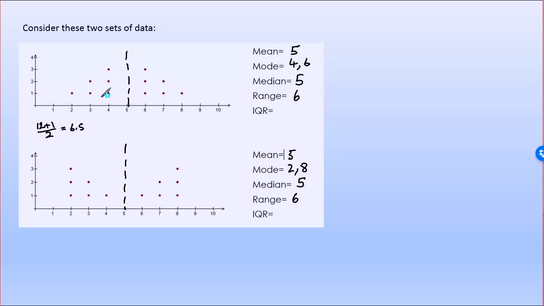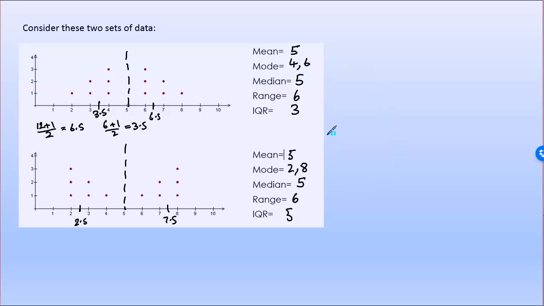And so 6 pieces of data, 6 plus 1 divided by 2 is 3.5. So 1, 2, 3, 4, so halfway between these, so it's going to be 3.5. Then 1, 2, 3, 4, so halfway between these at 6.5. So the interquartile range is 3. Doing the same over here, we've got 1, 2, 3, and the 4th piece of data is there, so that one's 2.5. And then 1, 2, 3, and the 4th one's there, so that one's 7.5. So the interquartile range is 5.